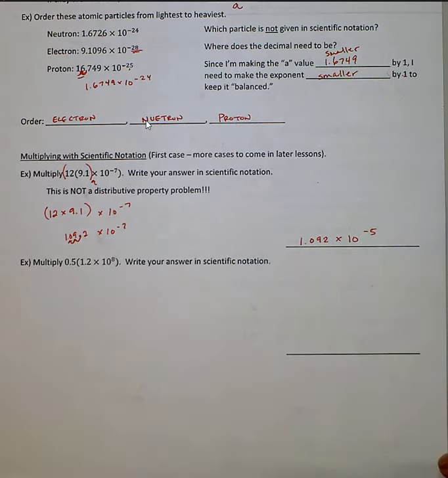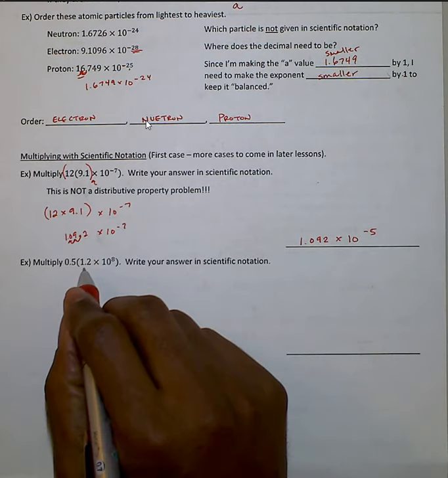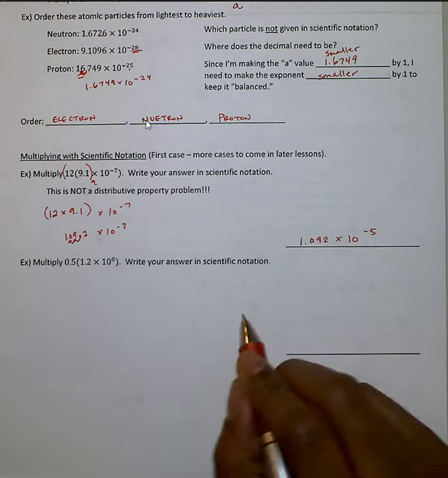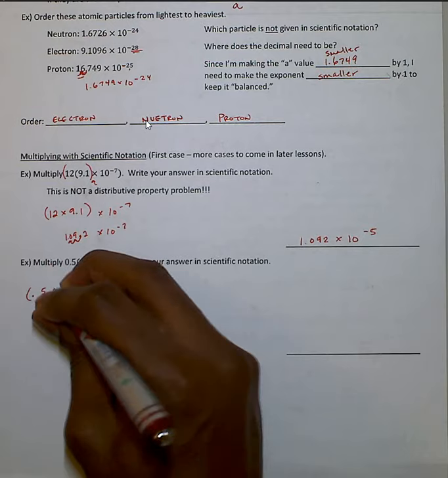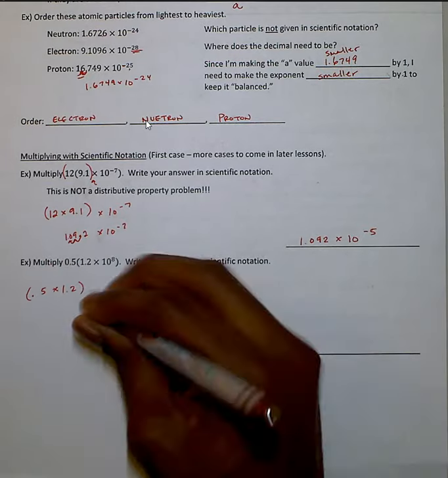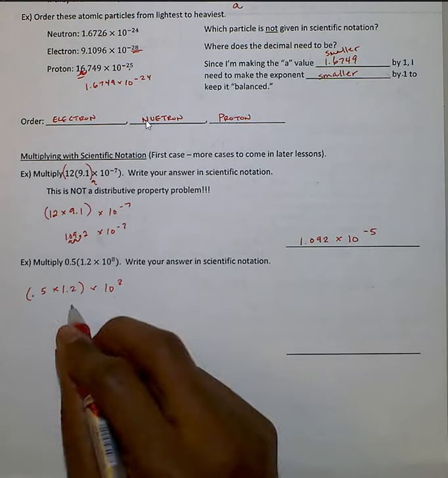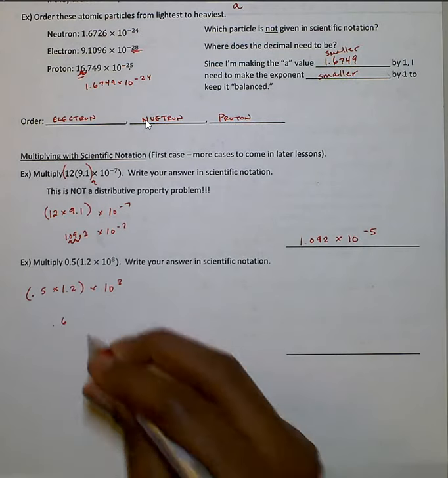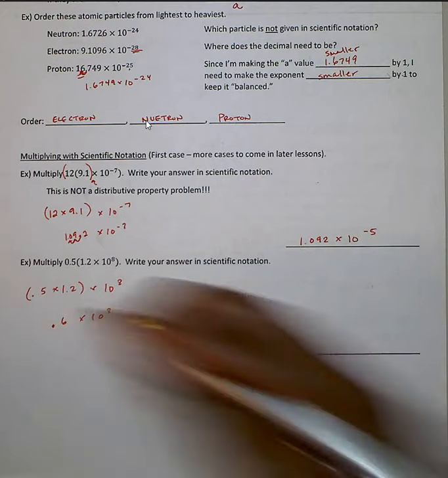One more example for you. We have 0.5 times 1.2 times 10 to the 8th. Again, it'll be better for me to do 0.5 times 1.2 first, and then times that by 10 to the 8th. Because 0.5 times 1.2 is 0.6 times 10 to the 8th. Now, this is not in scientific notation because 0.6 is not greater than or equal to 1.